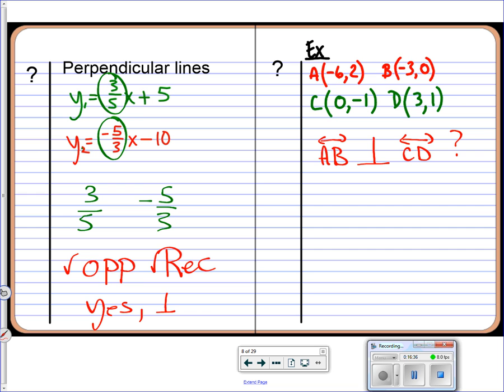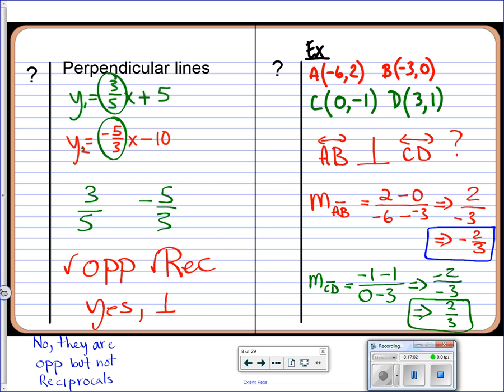Okay, so here's a question. Are the lines AB and CD perpendicular? To do that, again, I'm going to look at their slopes and see if they're opposite reciprocals. This time it's using the slope formula. So I'm going to have you do that work and then come back and check it with me and see if you got it right. Put me on pause, go check the slopes and see if they're opposite reciprocals. If not, then they're not perpendicular.